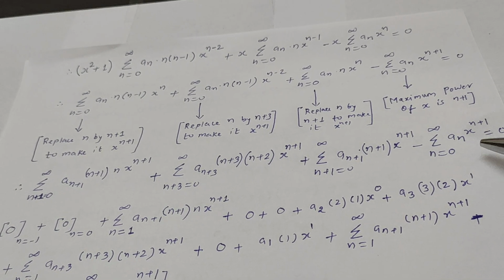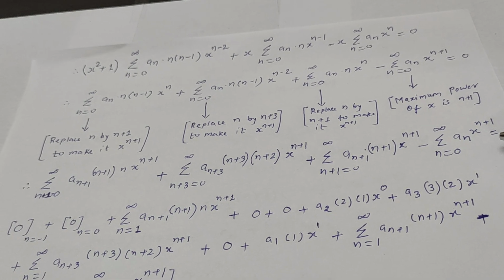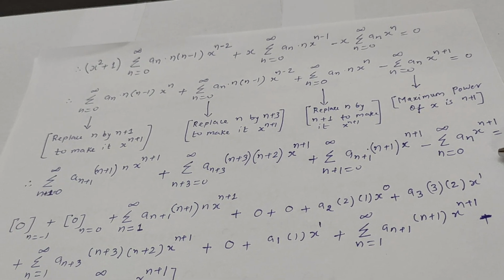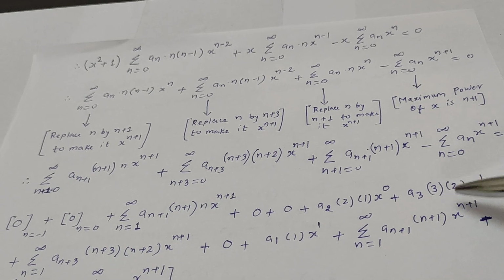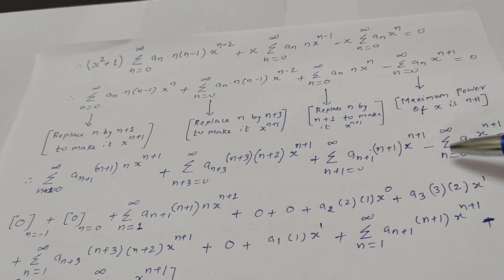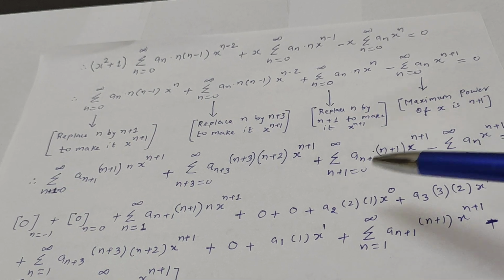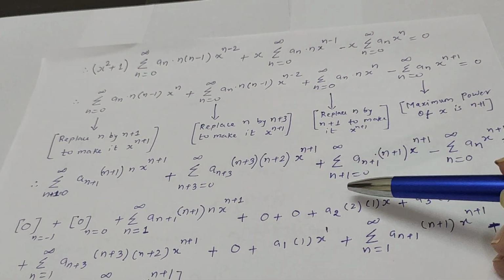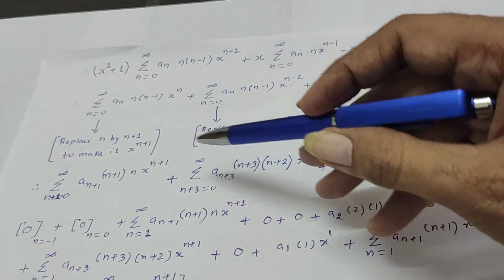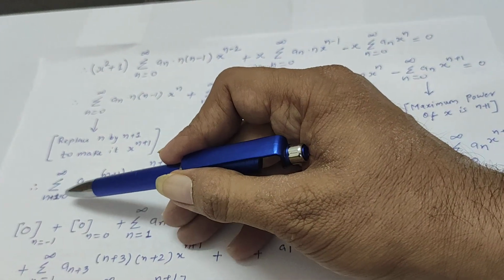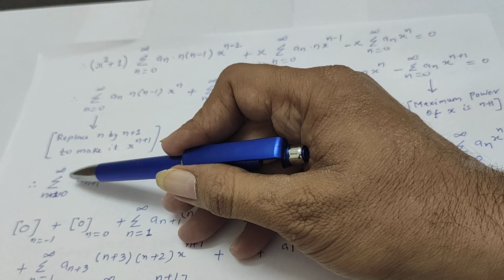Now the power of x in each and every term is same, and by doing so the range of n will be different. Here you can see that the range of n is from 0 to infinity, here the range of n is from minus 1 to infinity, here the range of n is from minus 3 to infinity, and here the range of n is from minus 1 to infinity.